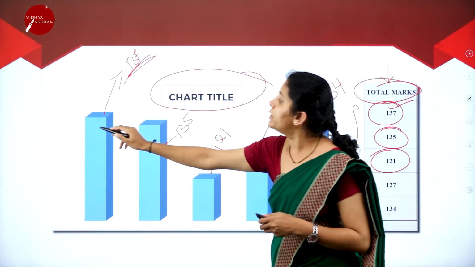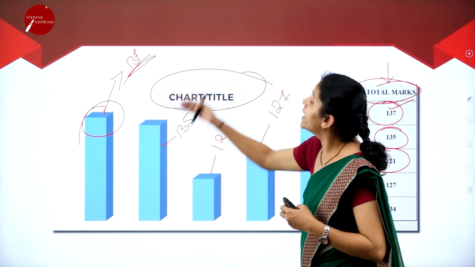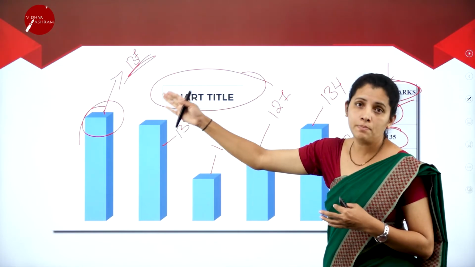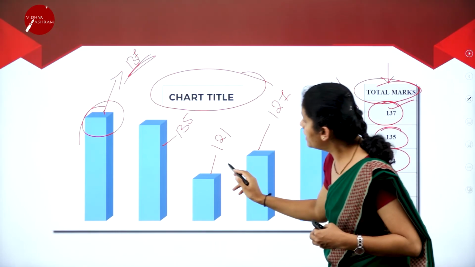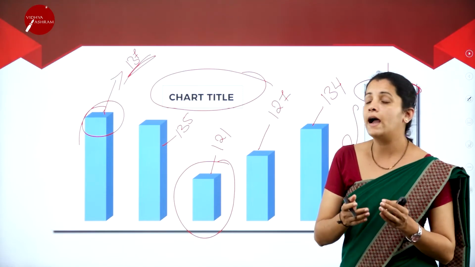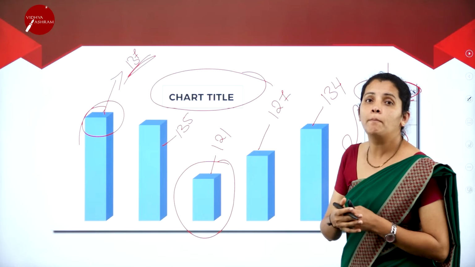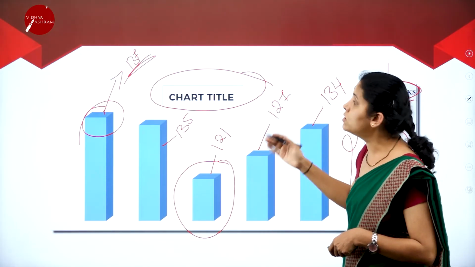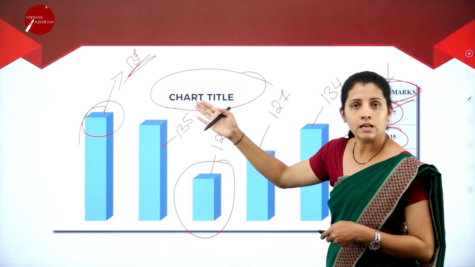So if I see this pillar, that is nothing but the bar, I can understand that this is the highest marks I have in my Excel sheet. And if I consider this bar, I can very easily understand that this is the lowest number, or the lowest marks I have in my Excel sheet. So the best example for a chart is the bar chart.